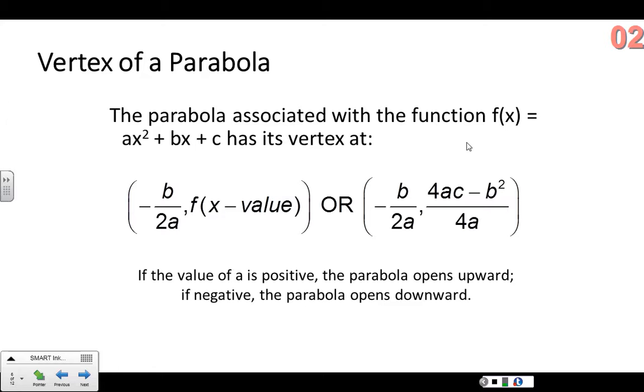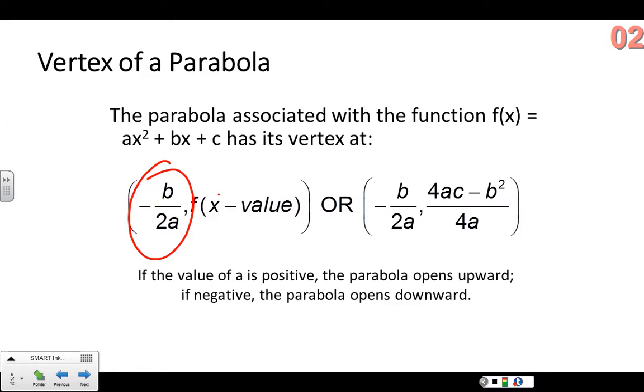This formula is called the vertex formula, and it's a really neat little tool to use. The parabola associated with the function f of x equals ax squared plus bx plus c has a vertex at negative b over 2a. This is an awesome formula for you to use and memorize in this course. The x coordinate comes from the formula, the opposite of b over 2a.